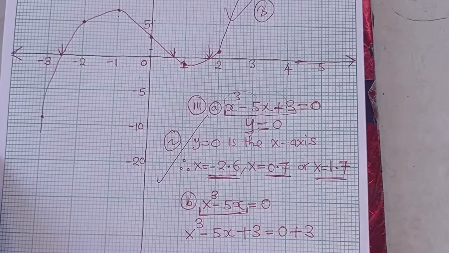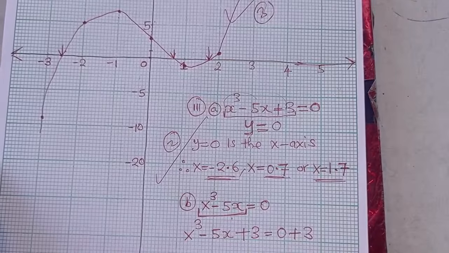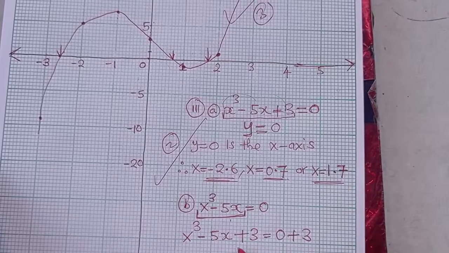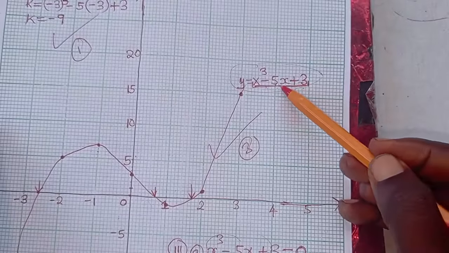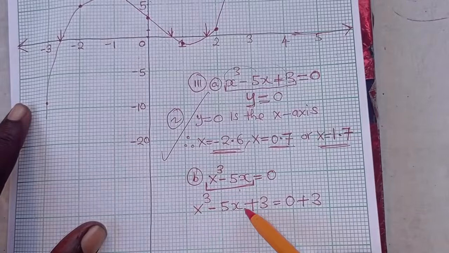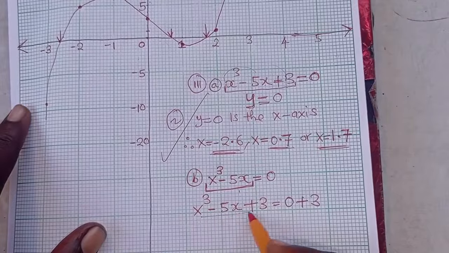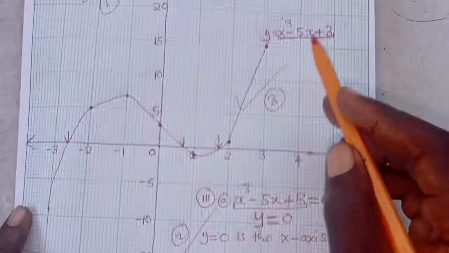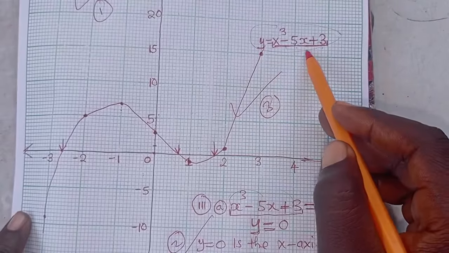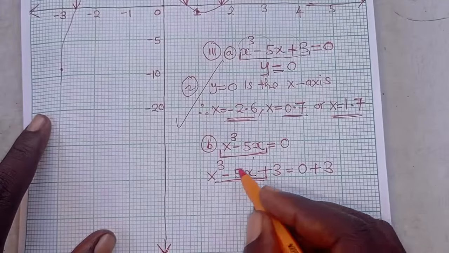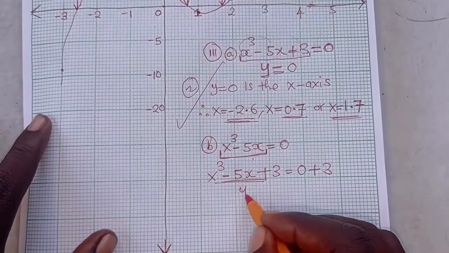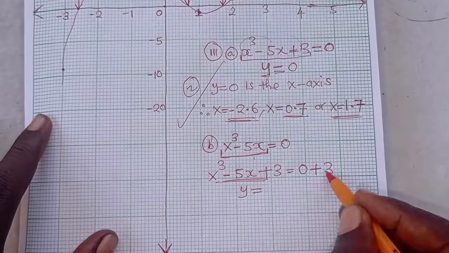Why have I added a 3? The reason I'm adding a 3 is so that this expression looks like the mother equation that is there. So this one and that one are now the same, since I've added a 3. Since I know that this is y, because I'm told that y is equal to that, I need to do this. Where there is x cubed minus 5x plus 3, that is y is equal to 0 plus 3.